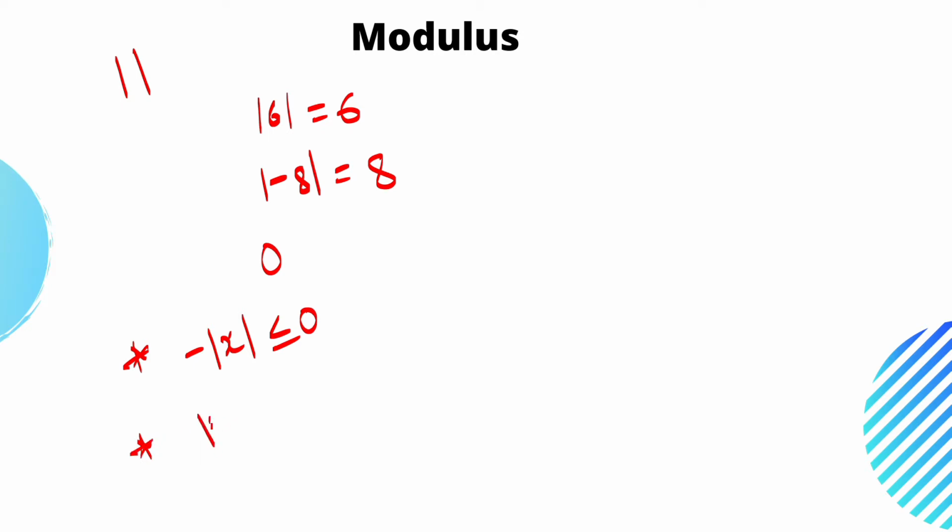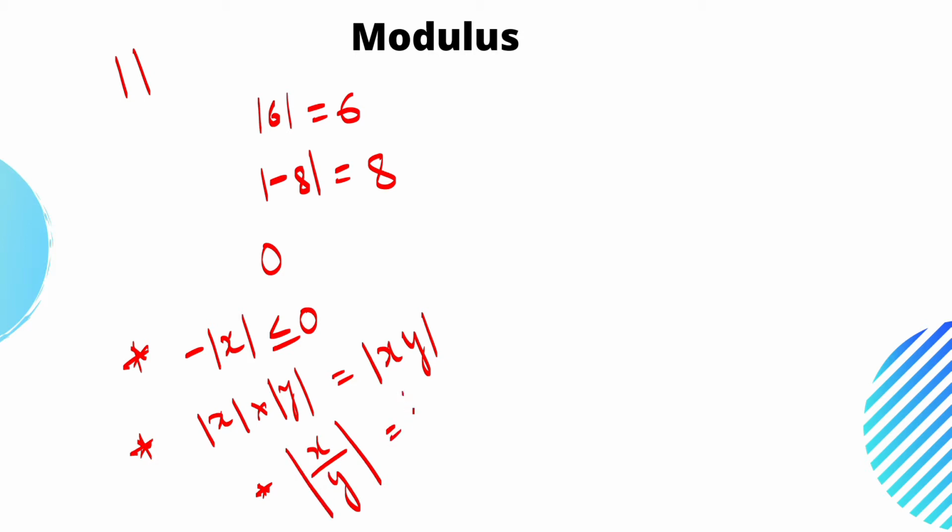And the next property is modulus of x into modulus of y, right? This is equal to modulus of x into y. When it comes to division, modulus of x by y is equal to, we can separate them, modulus of x by modulus of y. This is valid as long as y is not equal to 0. This property is valid as long as the denominator is not equal to 0.